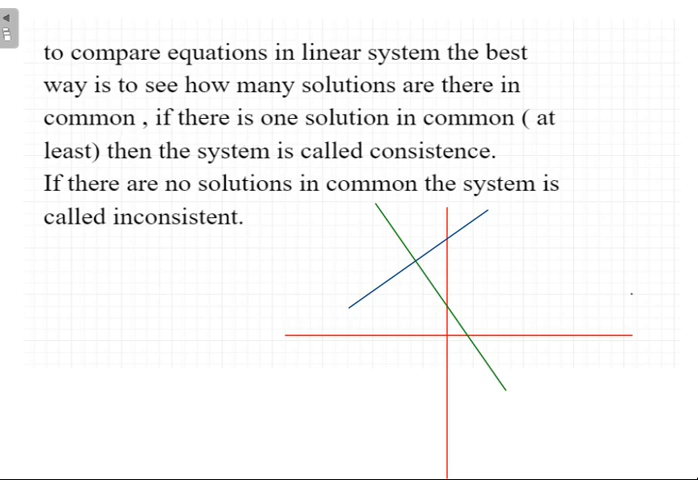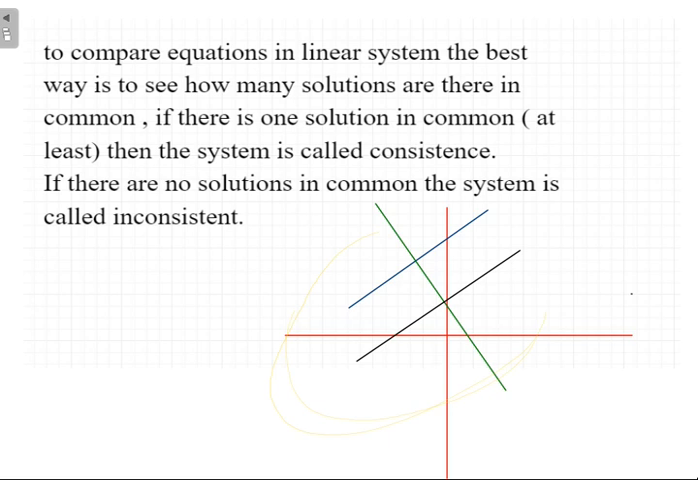But if I have this one in blue and, assuming this one represents another equation, then the system here is called an inconsistent system. This system here is inconsistent.